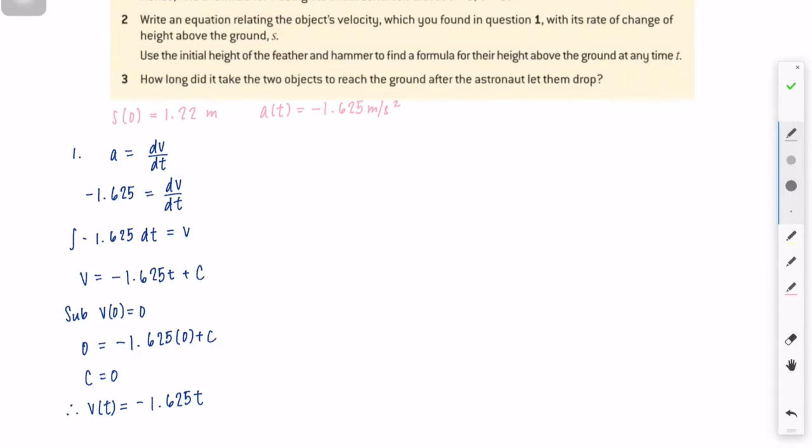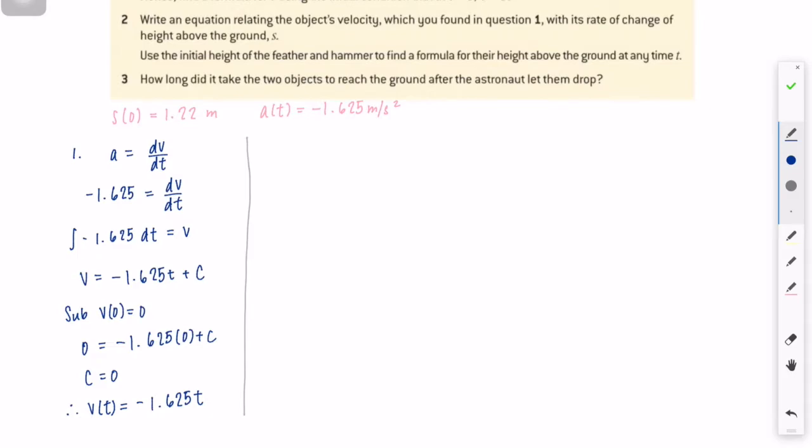Number 2. Write an equation relating the object's velocity, which you found in question 1, with its rate of change of height above the ground s. Use the initial height of the feather and hammer to find a formula for their height above the ground at any time.